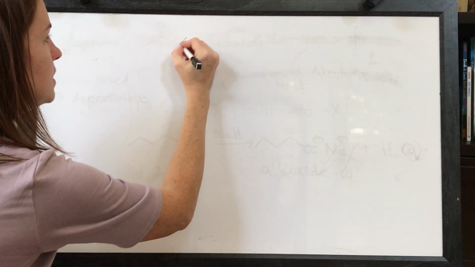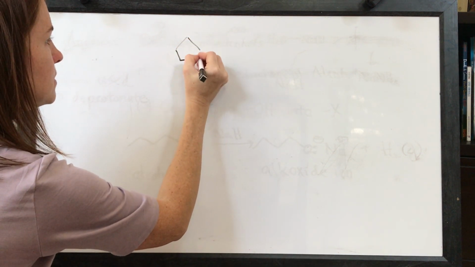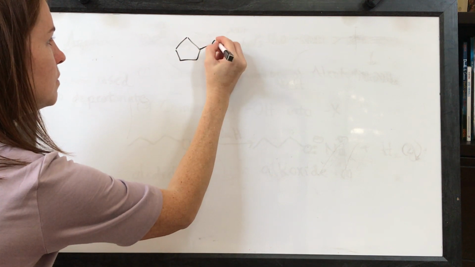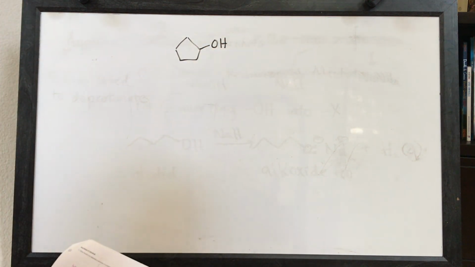Okay, so in this problem, first I have to draw the structures of these two molecules. Cyclopentanol is going to be a cyclopentane ring with an alcohol coming off of it.